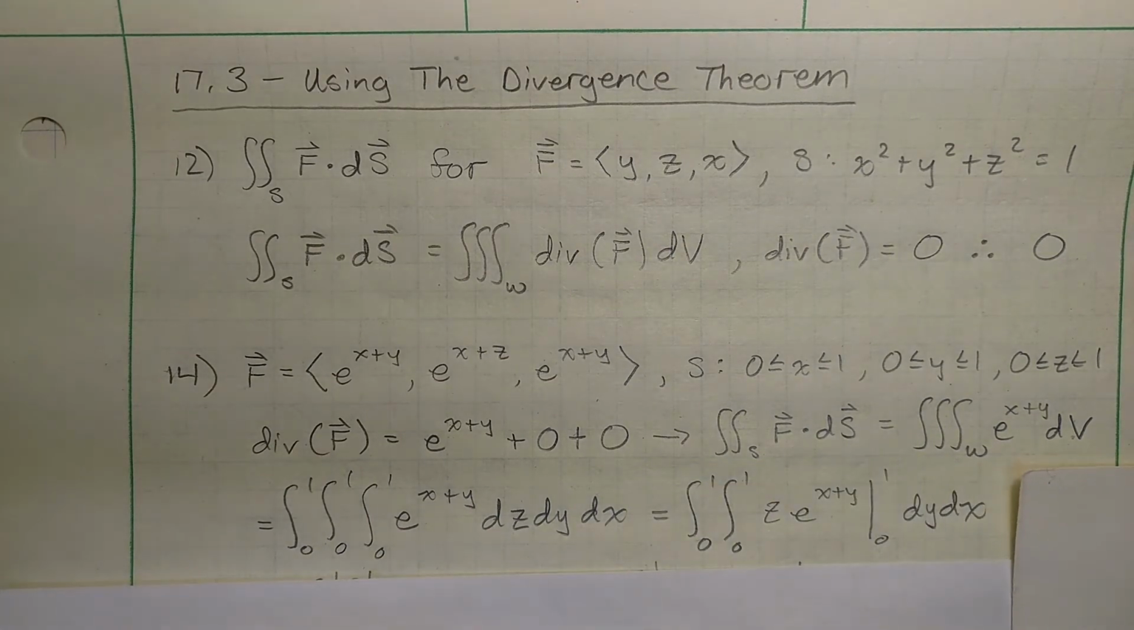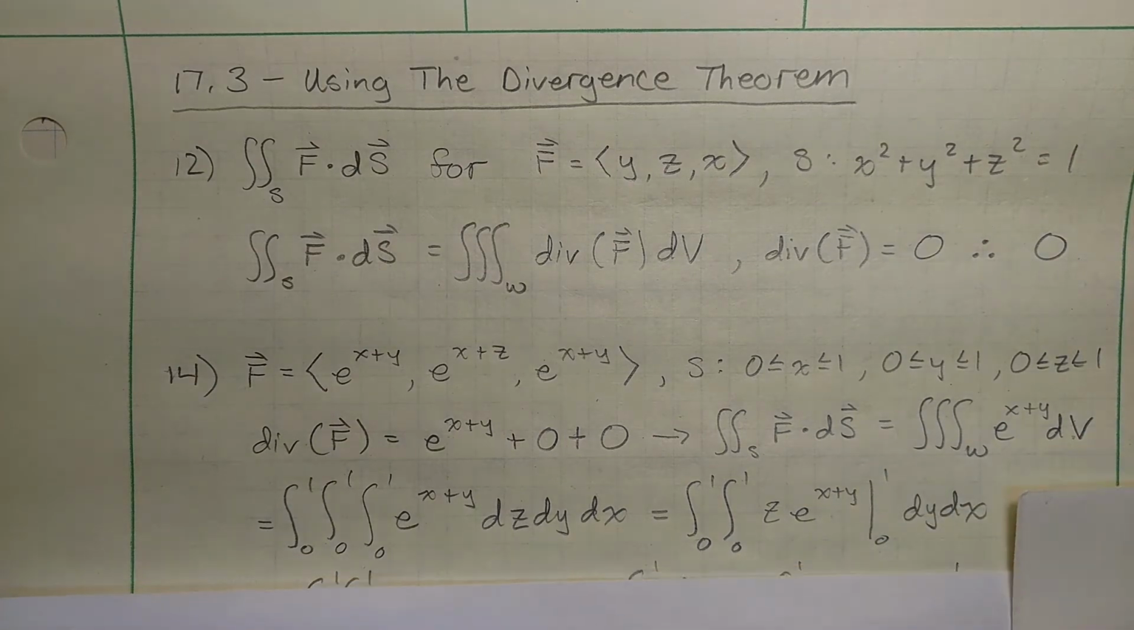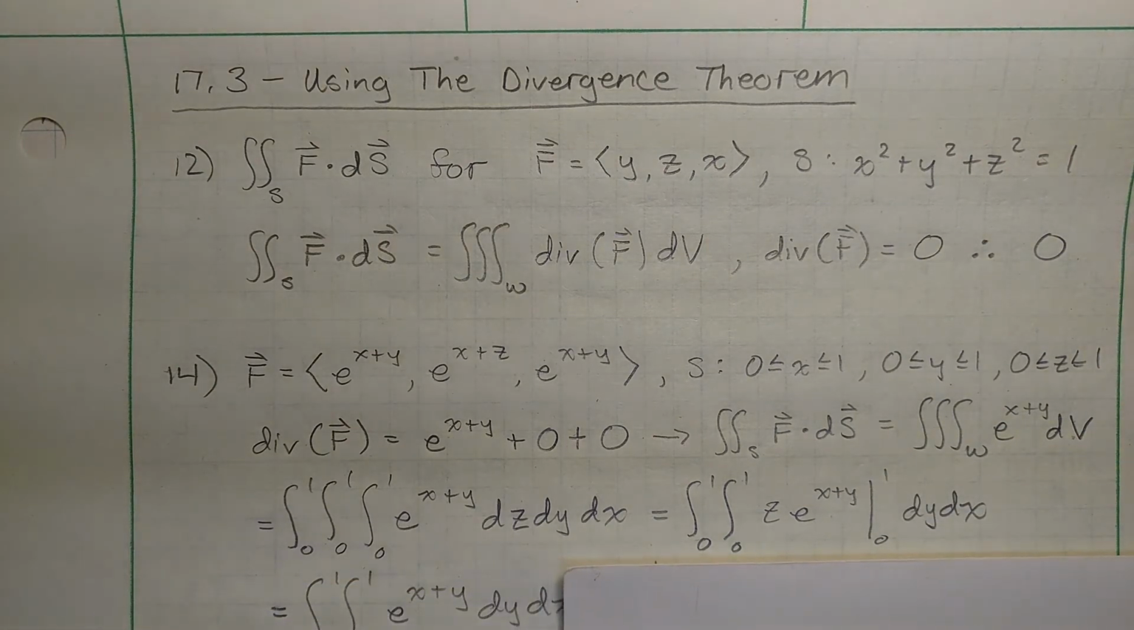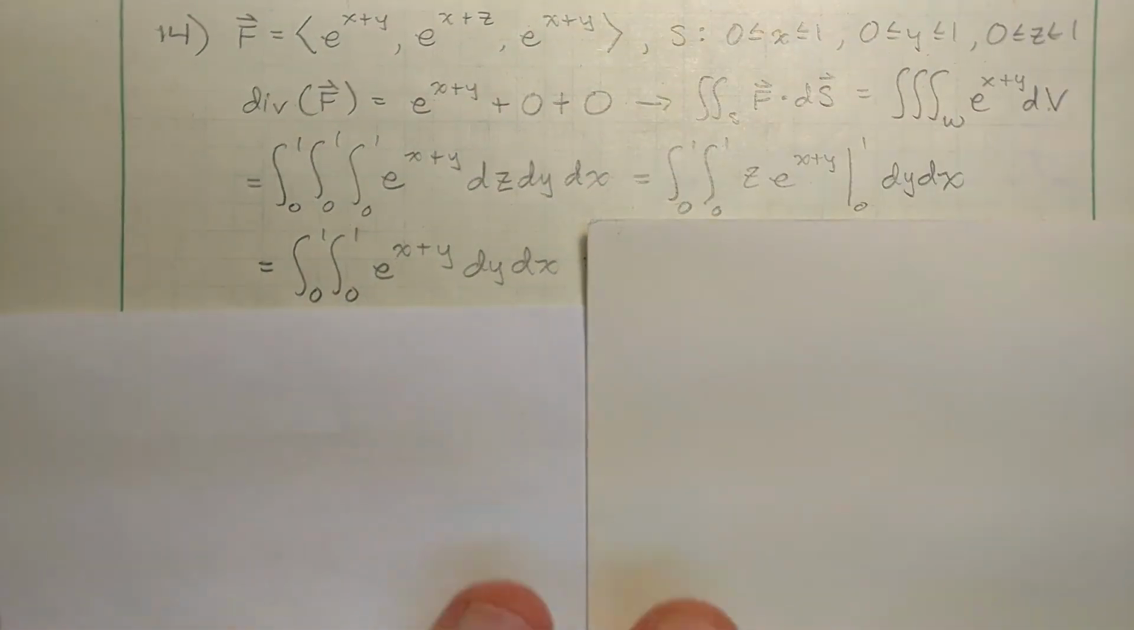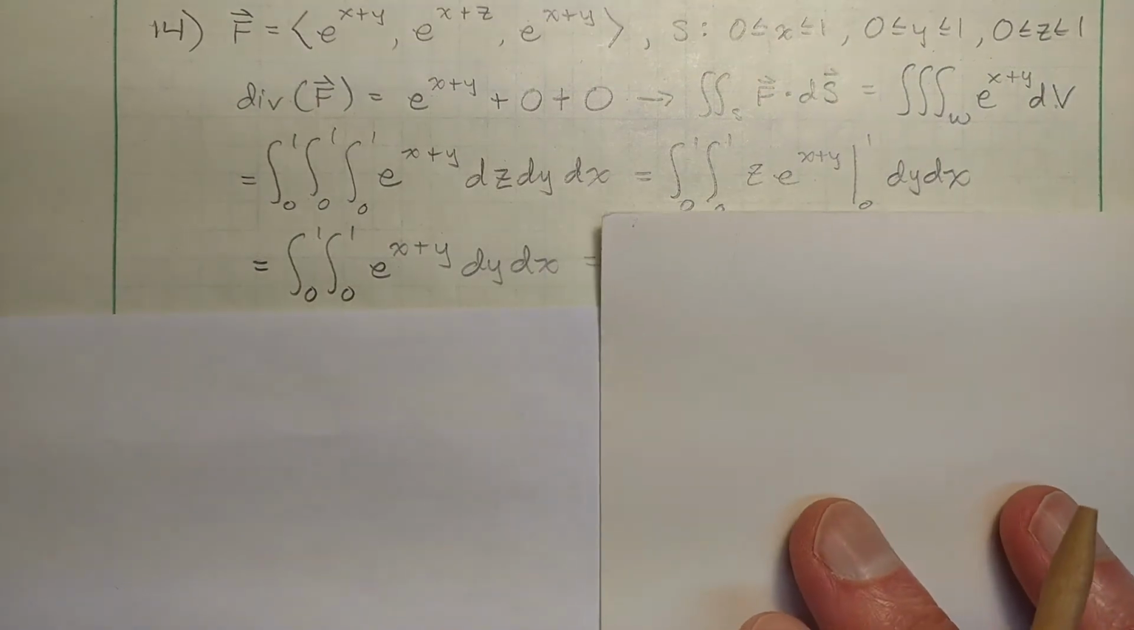I did it this way. Integrate with respect to z. Put in the 1, you get just e to the x plus y. Put in the 0, and you get 0. So that's pretty easy to see that we've got the double integral here going from 0 to 1 for each of them of e to the x plus y.